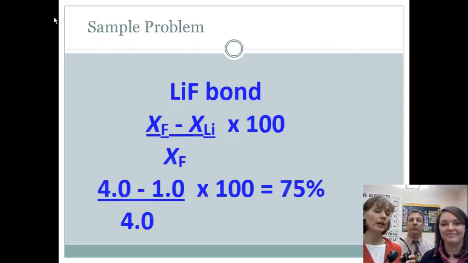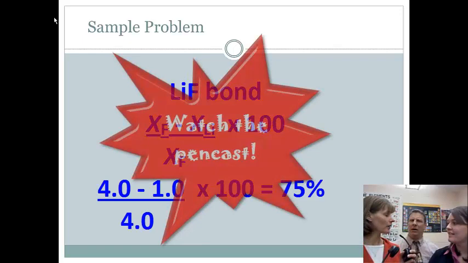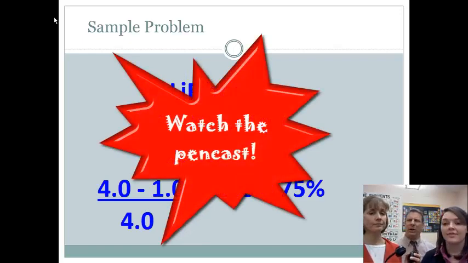So we have a sample problem for you here, and we'll talk you through that in pictures, because we didn't plan ahead for this when we were recording. I think there's also a pencast. Oh, there is a pencast, of a couple of these as well.